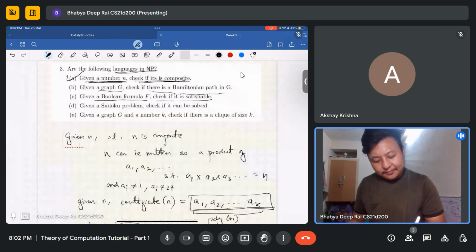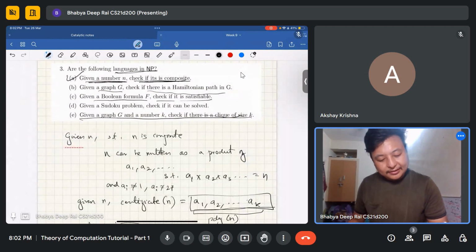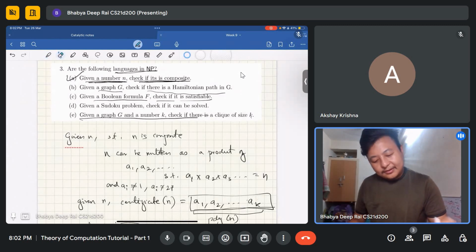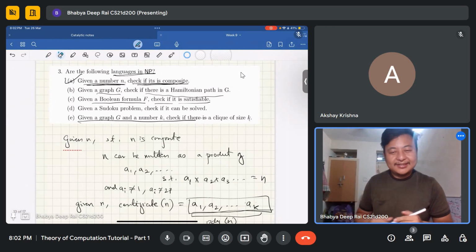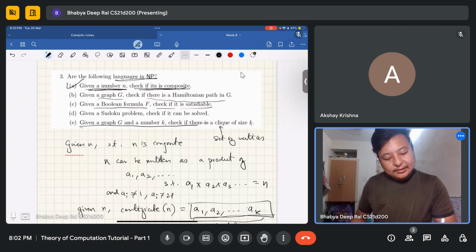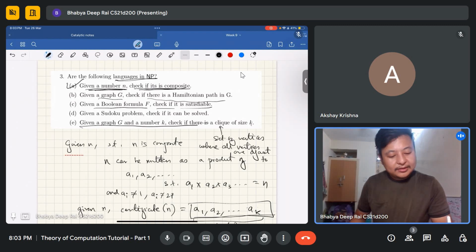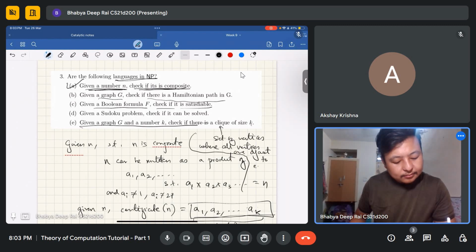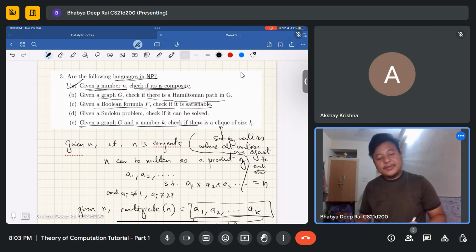Okay, this is the final problem. I would like you to try it. Given a graph G and a number K, check if there is a clique of size K. A clique is a set of vertices where all vertices are adjacent to each other. Or in other words, it's a small complete graph.